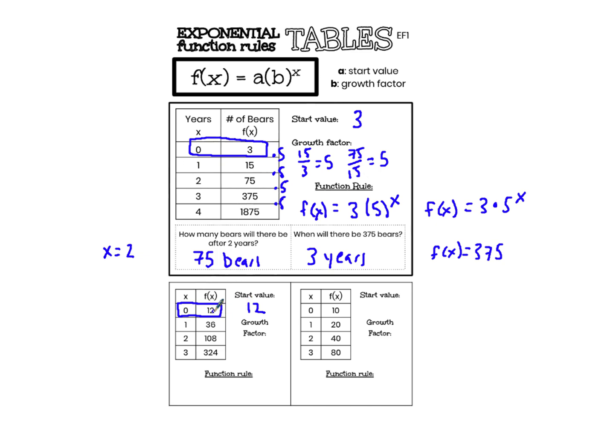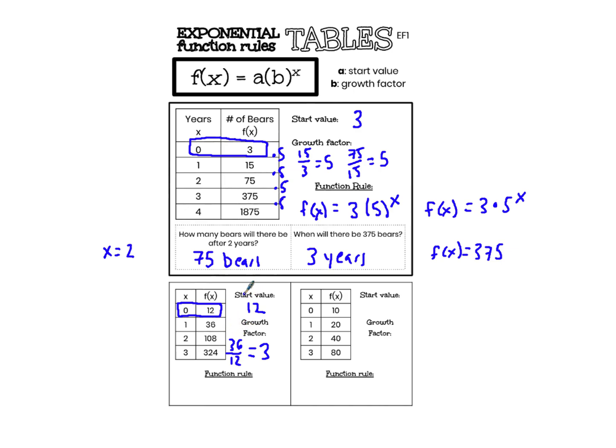You can maybe just look at this and see what you're multiplying by to get the next values in the table. But if you can't, take one value of f of x, for example, 36, and divide it by the previous value, 12. So 36 divided by 12 is 3. That tells me my growth factor is 3. And then I should go ahead and check that 108 divided by 36 is 3, as well as 324 divided by 108 is 3. And I will promise you that that is the case.